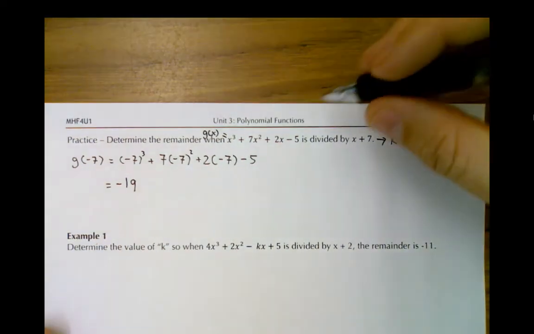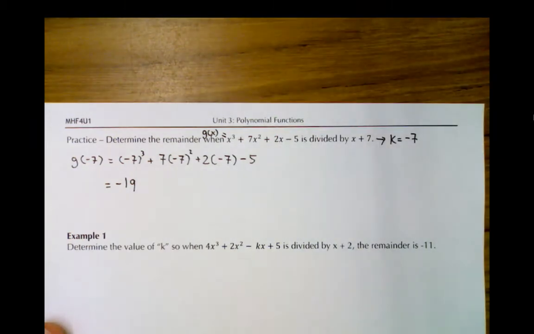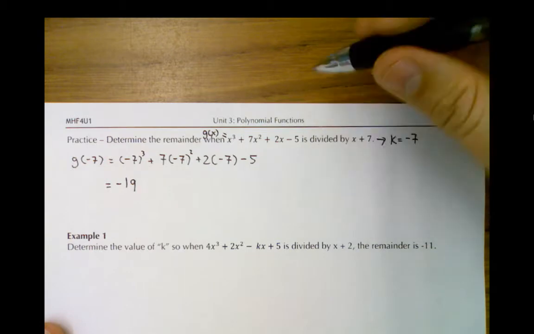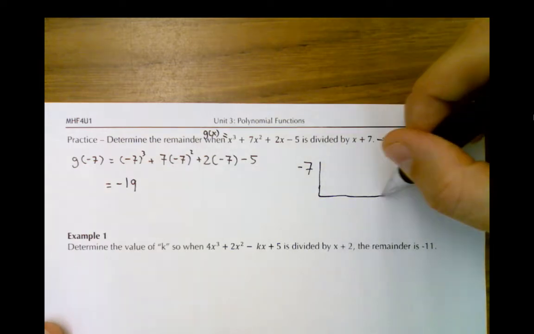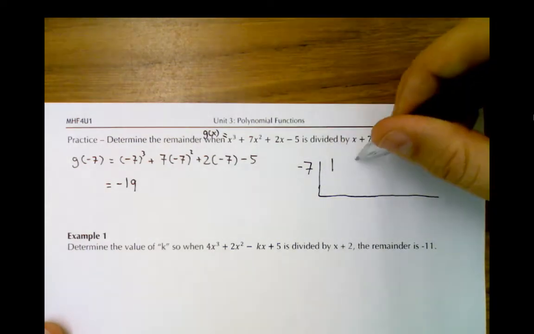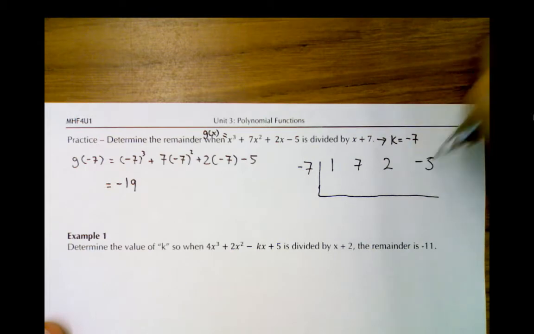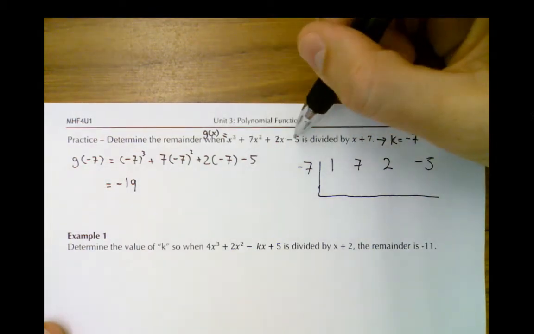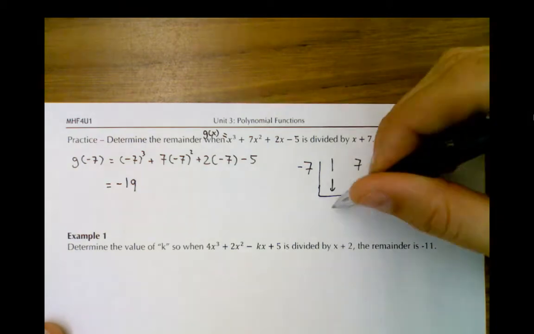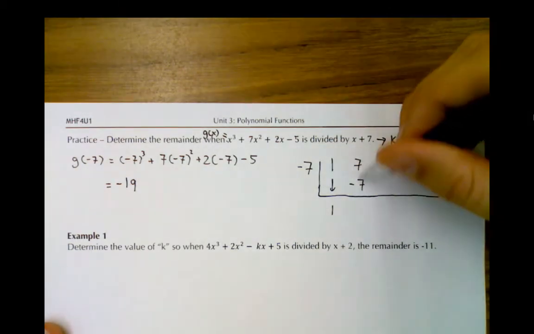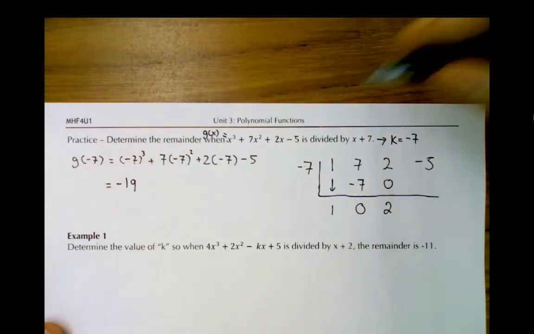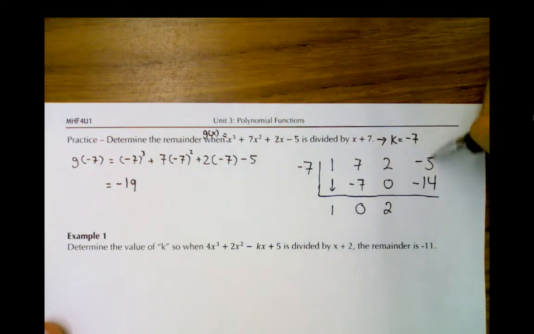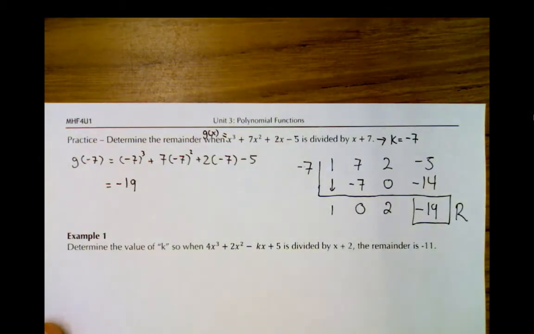So let's try. In synthetic division, or polynomial division, we could do polynomial division, long division, but let's try synthetic. We'll take our k value, negative 7, and we'll take our coefficients, 1, 7, 2, negative 5, from our polynomial. And we'll do some synthetic. Bring down the 1, multiply, we get negative 7, add down the column, we get 0, multiply, we get 0, add down the column, we have 2, multiply, we get negative 14, add down the column, negative 19. The last term is always the remainder, negative 19.